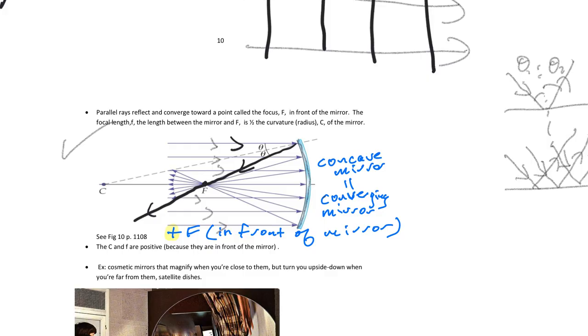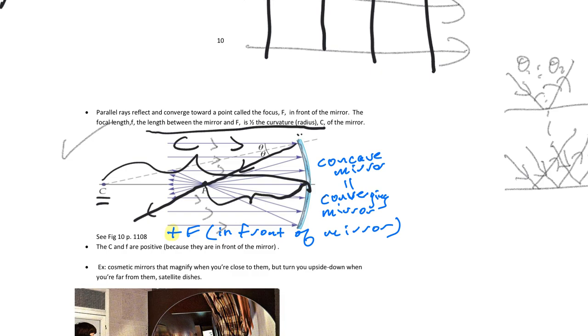Now, what is the focus? Well, the focus is 1/2 the curvature. Curvature is like the radius of that circle that the mirror is part of, or it might be a parabola, so it's close to the radius. Okay, but anyway, if it's part of a big circle, then the radius is called C. The focal point is half that distance, that C. And the focal length is really a distance. The focal length is the distance from the mirror to the focus point.